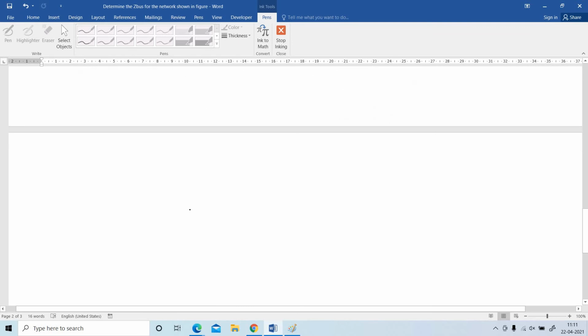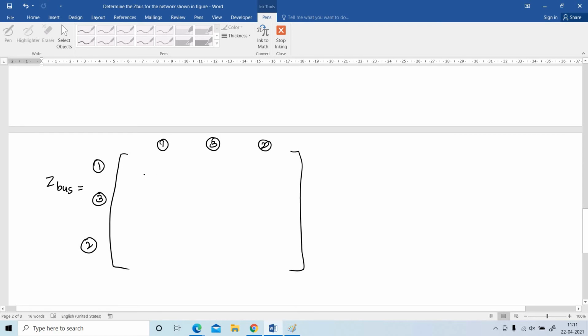So what is the result? The Z bus is the 3 cross 3 matrix now. Now I get the answer, that is 1, 3, 2, and here 1, 3, 2. Put the value J 0.7279, J 0.5901, J 0.6492.